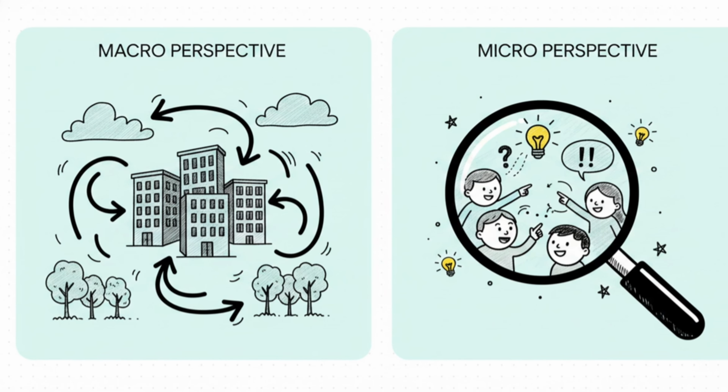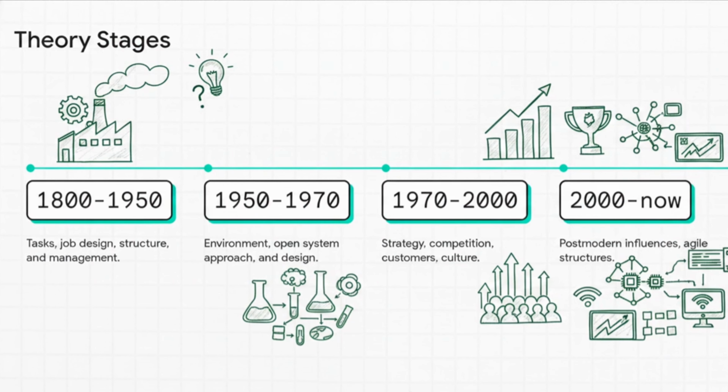Organization theory looks at the entire entity. It explores the complex relationships between organizations, how whole businesses react to their environments, deal with fierce competition, and fundamentally change their overarching designs to stay alive. Let's check out our timeline. Over this 200-year evolution, you can clearly see 4 distinct stages.